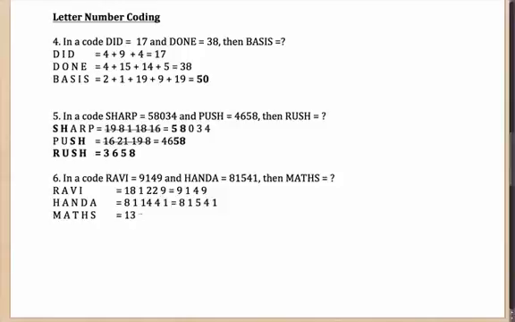M is 13, A is 1, P is 20, H is 8 and S is 19. So how much will be the new code? 13 will become 4, 1 will remain 1, 20 will become 2, 8 will remain 8, 19 is getting added up to be 10. So it depends on your options. If you had this as an option, that will be your answer.